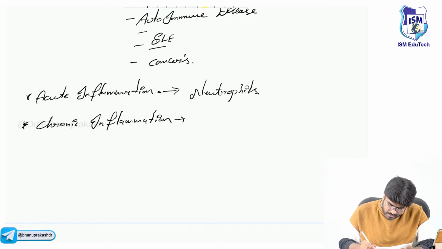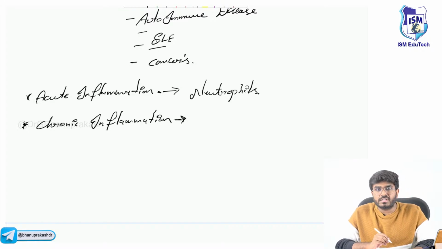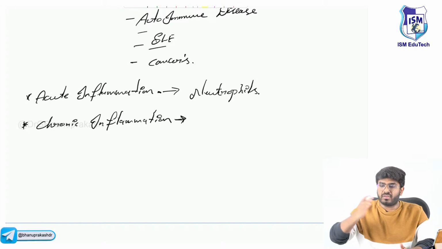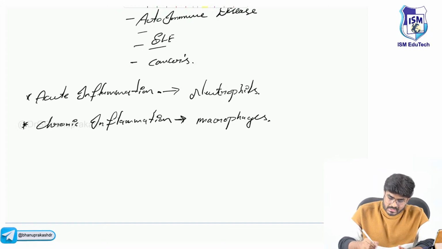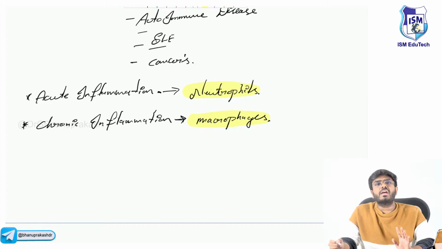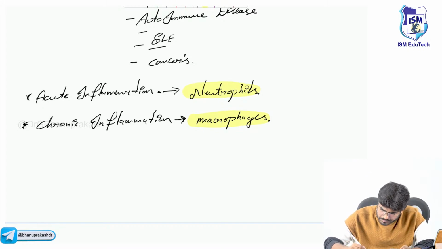Then can you tell what is the most important cell in chronic inflammation? Chronic inflammation, long time, the inflammation is continued by which cells? Macrophages. So macrophages are involved in chronic inflammation. Sir, now here some exceptions. I will tell you one exception. Normally in acute inflammation, neutrophils are involved, but there is this one acute inflammation which is called typhoid.